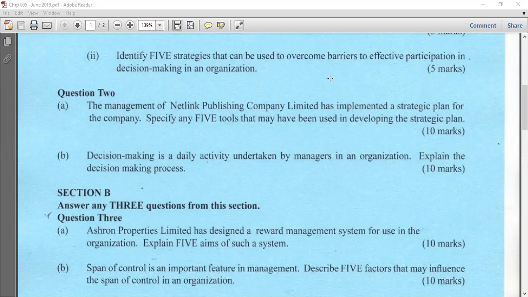Strategic planning. What are some of the tools that are used? Have clear objectives. There has to be clarity of the objectives that you are trying to pursue. Clarity as to what are the key objectives that you will be pursuing as an organization over the strategic period. Is it 5 years? Is it 3 years? There have to be strategies on what will take you there. Yes? Another tool?